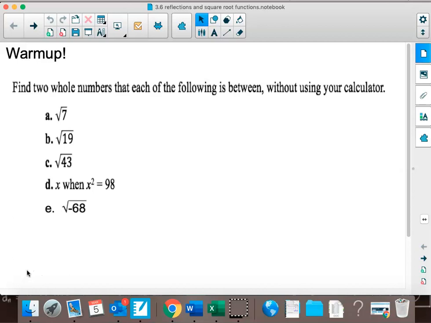2 times 2 is 4 and 3 squared is 9. Beautiful, because 2 squared is 4 and 3 squared is 9, right? And 7 is in between 4 and 9. So, all right. Gentlemen in the back, can you write that down, please?